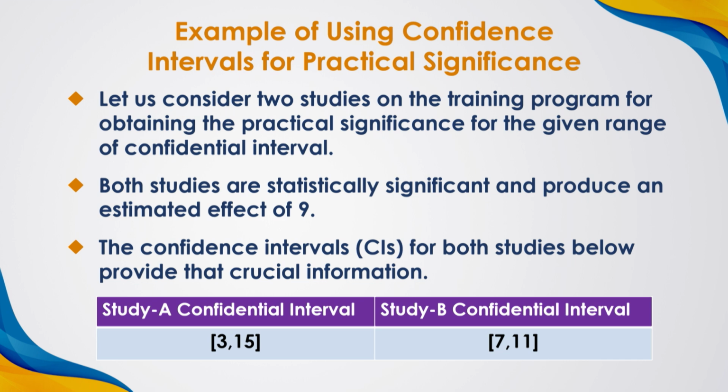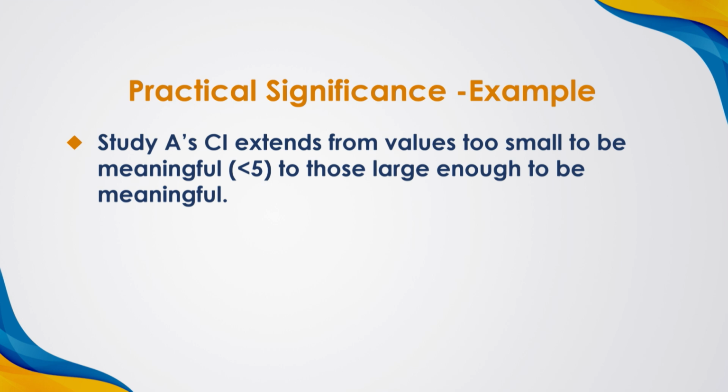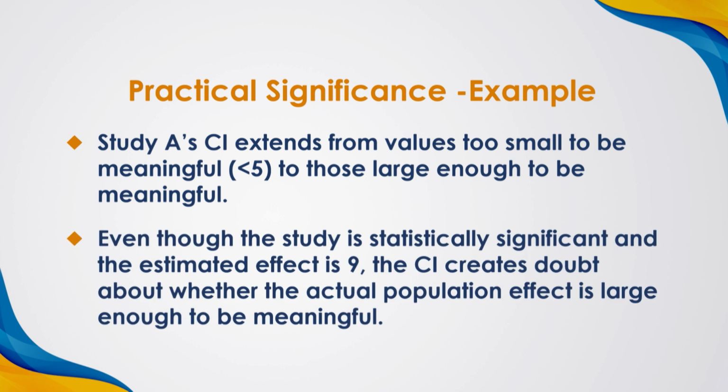If you see the range, study A has a large range and study B has a shorter range. That means the spread around the estimated effect of 9 is much smaller in study B when compared to study A. So, what is the significance of this example? Study A's confidence interval extends from values too small to be meaningful, meaning less than 5, to those large enough to be meaningful. Even though the study is statistically significant and the estimated effect is 9, the confidence interval creates doubt about whether the actual population effect is large enough to be meaningful.